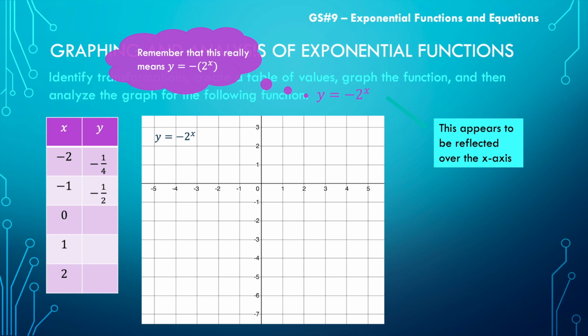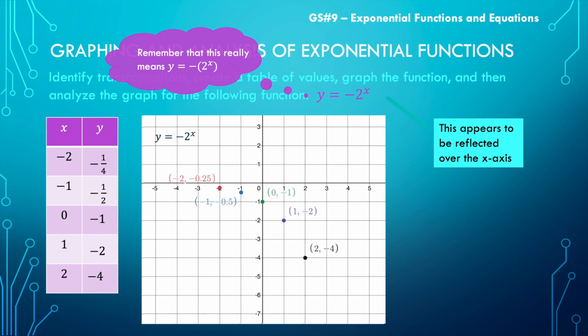2 to the 0, we know that to be 1, negate it, we would have negative 1. 2 to the first is 2, make it negative, and we have negative 2. And 2 squared is 4. When we make it negative, it's negative 4. When we plot our points, we have that exponential curve beginning to emerge, but you can see that it does look like we have reflected it over the x-axis.